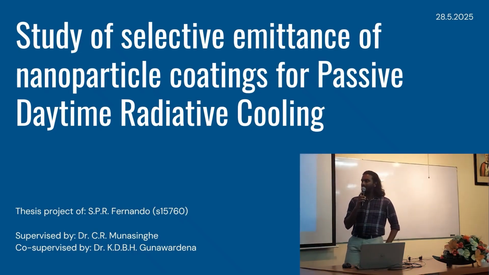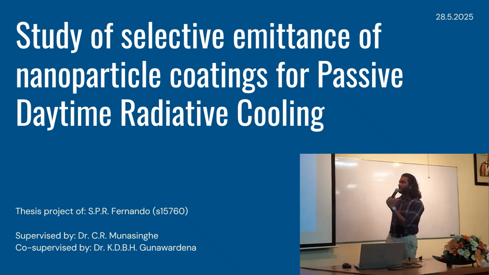First I'd like to start off with a question. If you leave an object out in direct sunlight, could you get it to cool even below the surrounding area's temperature, below the ambient air temperature? That actually does happen, and it's the phenomenon that I studied in my thesis project. It's a study of selective emittance of nanoparticle coatings for passive daytime radiative cooling.